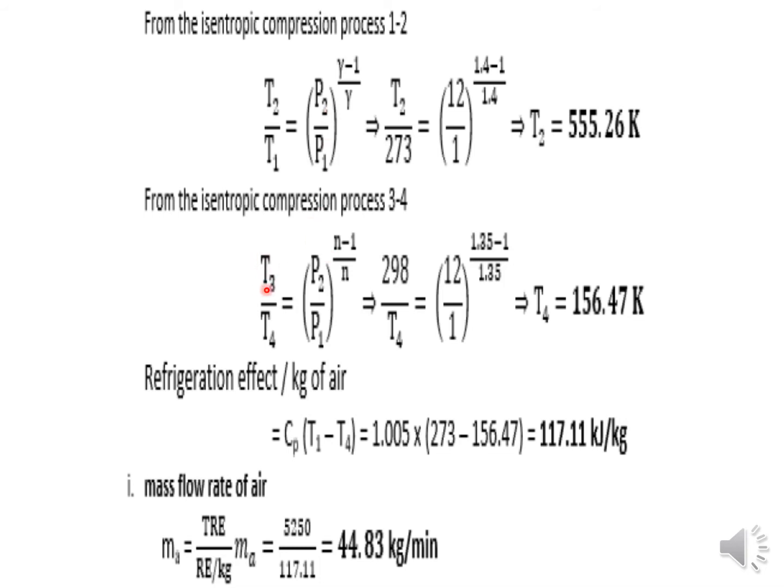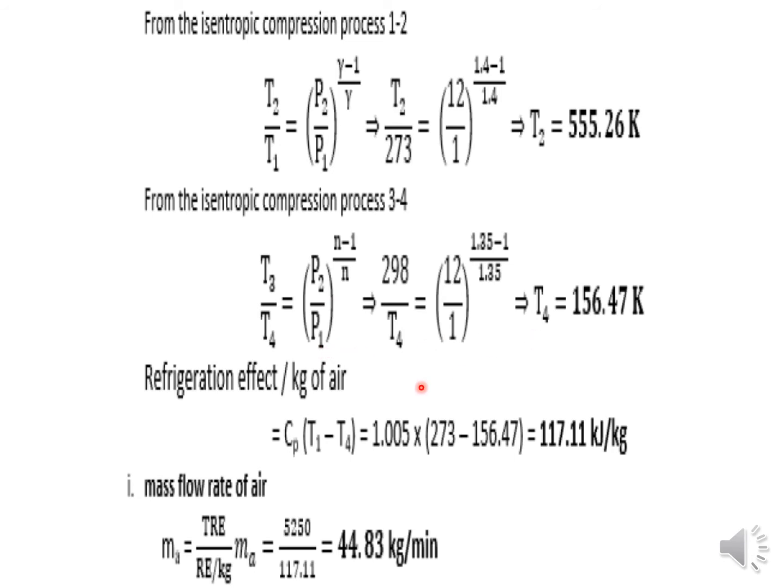So T3 is given, I should find out T4. T3 is already given, T4 we have to find out. Here also T3 by T4, P3 by P4, but these are constant pressure processes. So P3 is equal to P2 and P4 is equal to P1. So T4 is equal to this one.